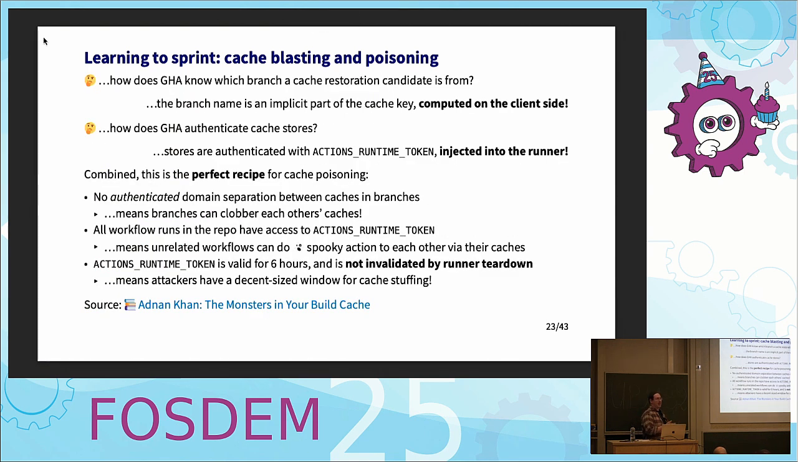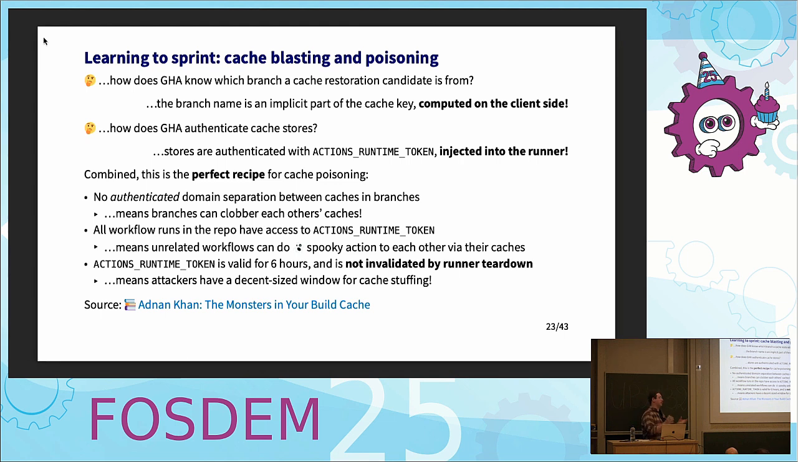So here's the question: how does GitHub know which branch a cache restoration should come from? Well, the answer is the branch name is an implicit part of the cache key, and it's computed on the client side. How does GitHub Actions authenticate cache stores? Stores are authenticated with an Actions runtime token, which is injected into the runner. It's separate from the GitHub token. Combined, this is the perfect recipe for cache poisoning. We have the credential we need to inject cache entries, and we have a client-side controlled cache prefix, which we can tell the Actions cache service to cache with.